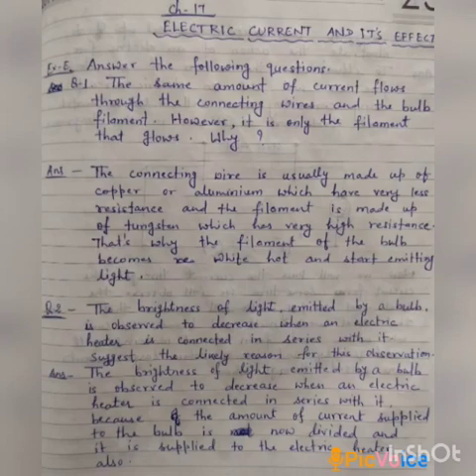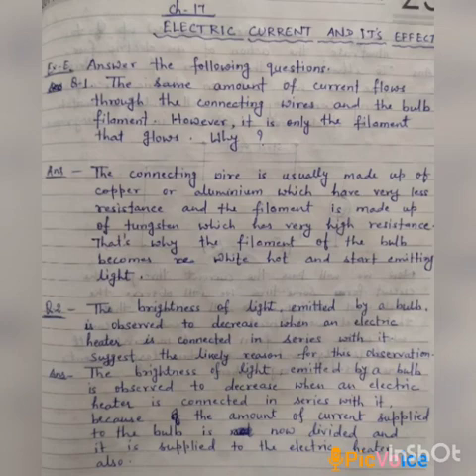We are doing the chapter electric current and its effect. In this chapter, we did many things like different topics, then exercises A, B, C, and D. Now, today I am going to explain the questions of the exercise E.